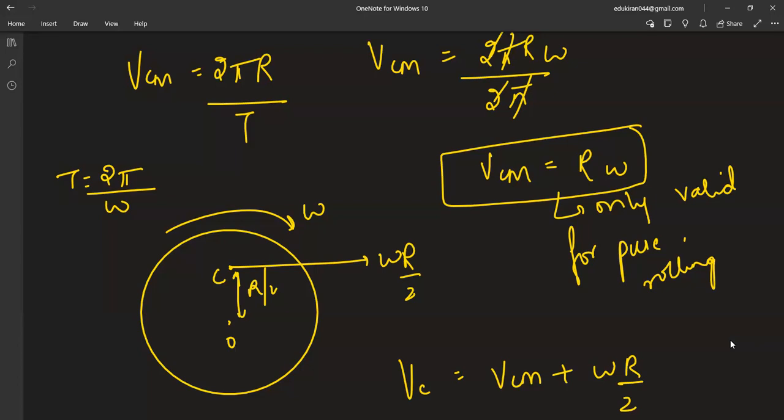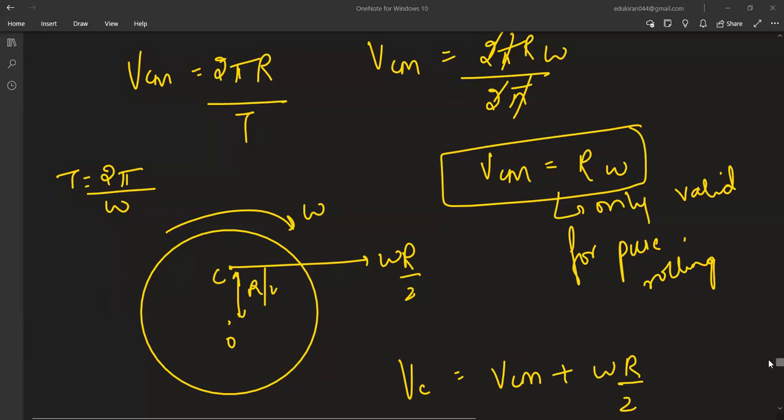It's written there, only valid for pure what? Yes, Martin, only valid for pure rolling. This formula that I have written, VCM is equal to R omega, is only valid for pure rolling.